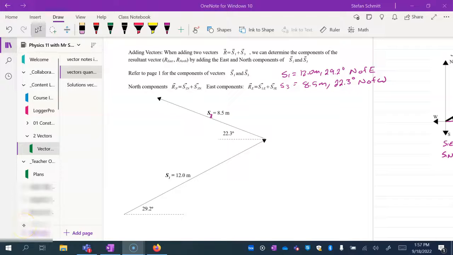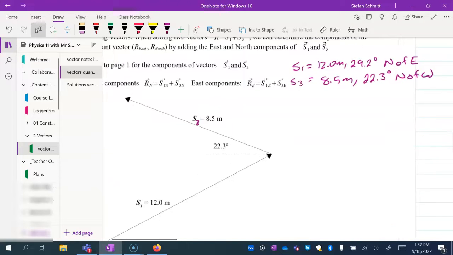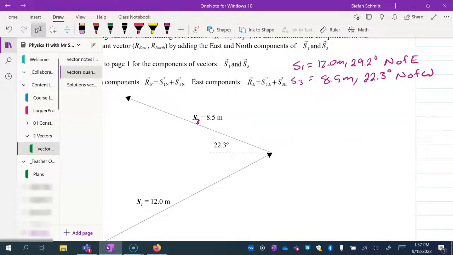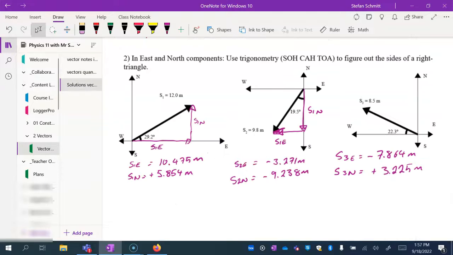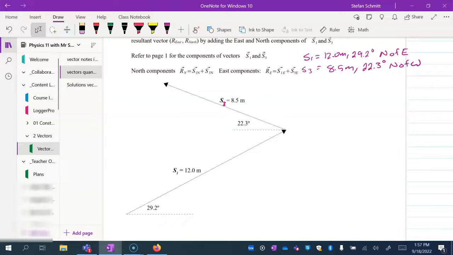Hello. In this video, we'll learn to add two vectors. Here we're adding vector S1, and in polar coordinates, it's 12 meters, 29.2 degrees north of east. And we're adding it to S3, which is 8.5 meters, 22.3 degrees north of west. These are the same vectors whose components you already calculated on page 1 of this handout. And we'll be using these components to solve for the components and ultimately vector r.